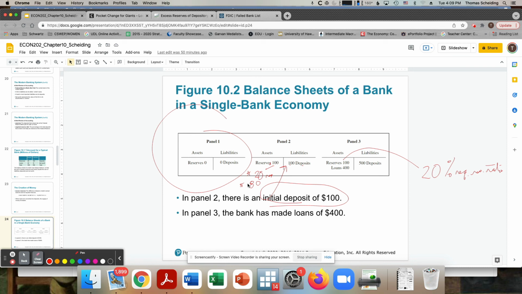Okay. And that process is going to keep continuing on. So now there's another bank which is going to have a deposit of $80, and it's going to hold $16 in required reserves and lend out $64. And then there's going to be another bank which is going to have a deposit of $64, and it is going to have to hold $12.80, right?